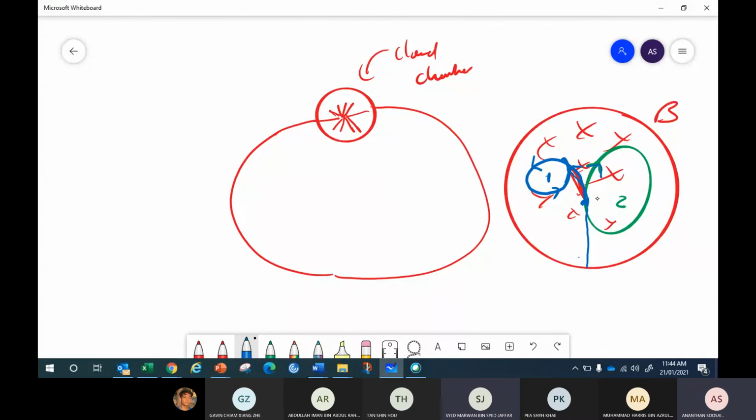So, what is the charge of particle 1? How do you know? Positive or negative? I think positive. Why do you say it is positively charged? Fleming's left-hand rule. The magnetic field is into the page. The force is in this direction, into the circle definitely.